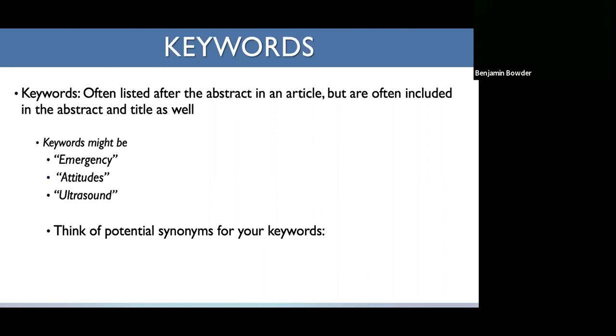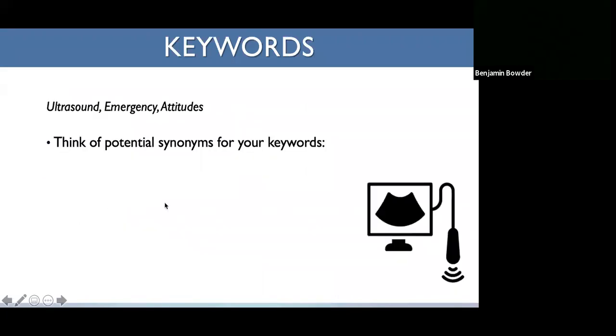So using our example of looking at physician attitudes towards the use of ultrasound in emergency medicine, some of the keywords might be emergency, attitudes, ultrasound, and what you want to do is think of potential synonyms for these keywords, but also looking within the articles themselves that you find to see what they list as keywords after the abstract.